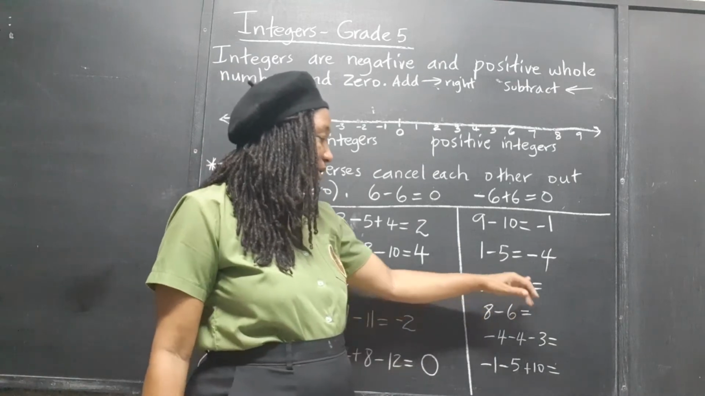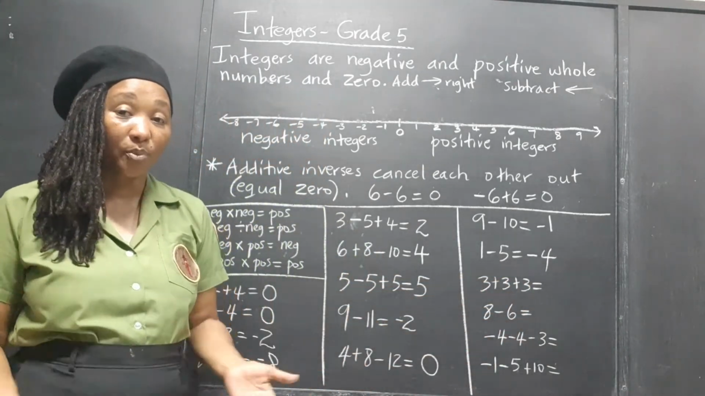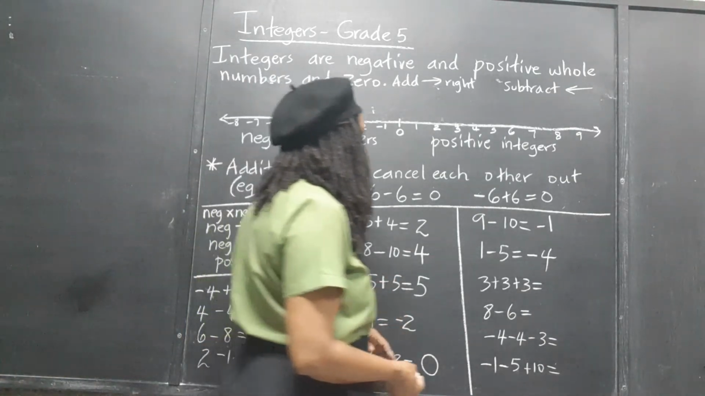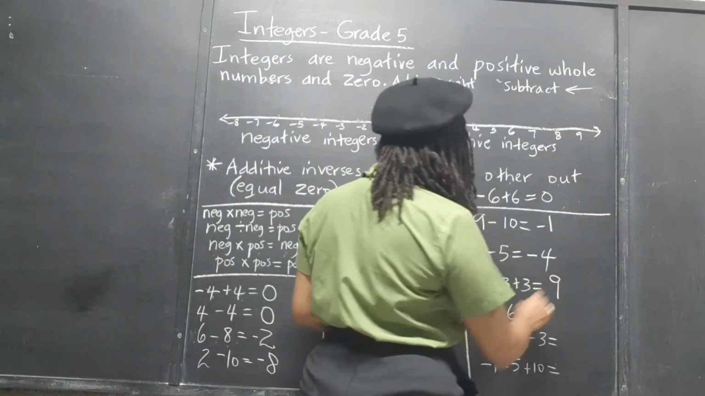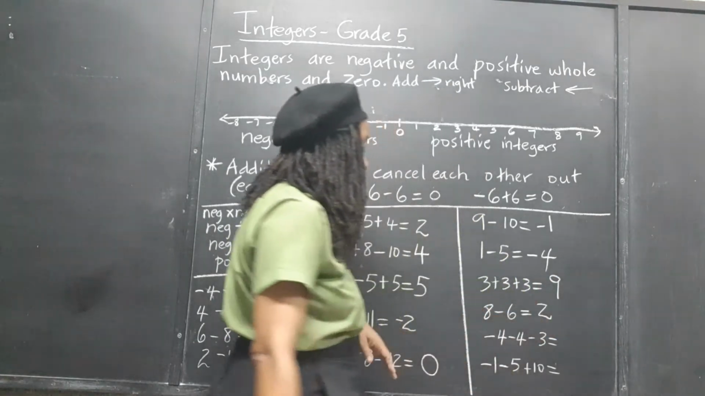3 plus 3 plus 3, so those are all positive numbers, which is what we normally work with. We know 3 plus 3 plus 3 gives 9. We know 8 take away 6 gives 2, right?